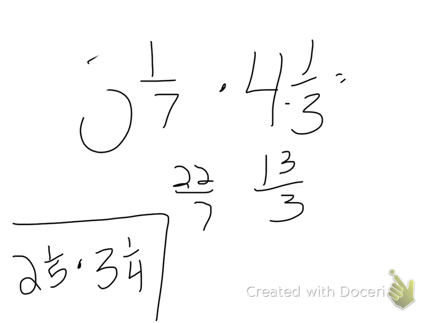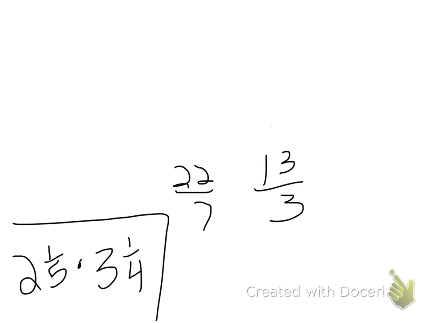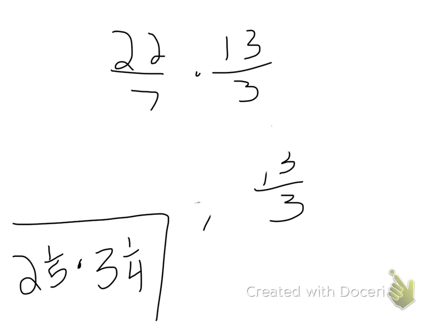So I'm going to rewrite that. You can just do it below in your math notebook. So our problem becomes 22/7 times 13/3. Now this is kind of an ugly problem. Not a real nice one. I wasn't real nice to you guys on this first practice one.